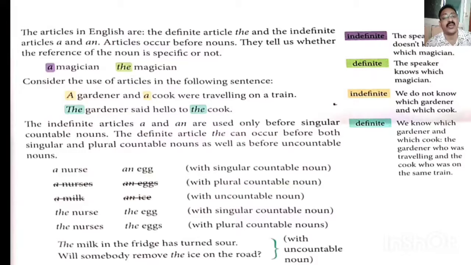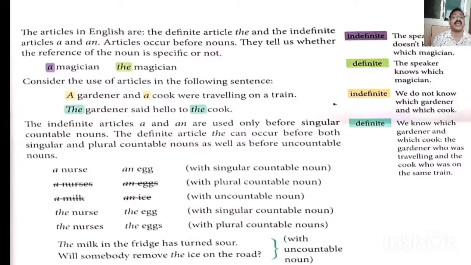First case it will be A if it is a consonant. So here gardener and cook are consonants, A we have used. But when the same gardener and cook we are using in the second sentence, means you are giving emphasis to that particular cook and that gardener. Means definite, we are talking about that gardener and cook which we have talked about in the first sentence. That's why we are using the there.